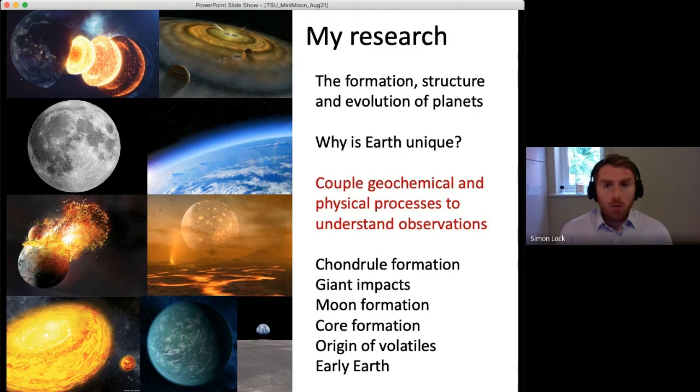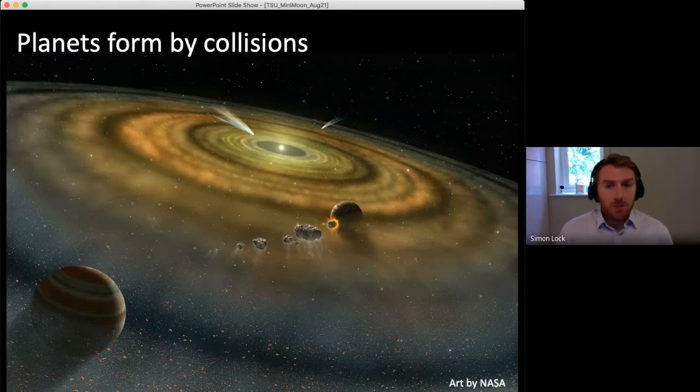I've covered a whole range of different topics. Obviously today I'm going to focus on just one of those and look at the study of giant impacts and the formation of the Moon. So let's go back to the very start. Planetary Science 101: planets form by collisions.